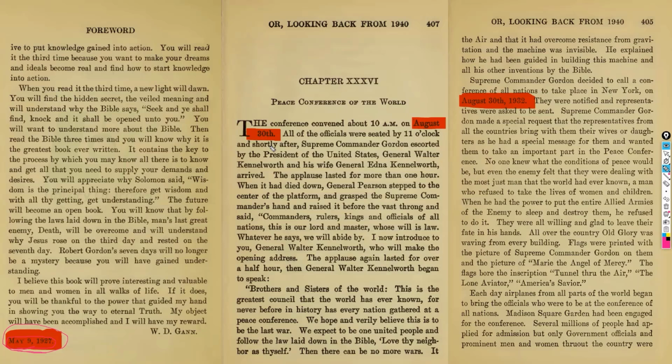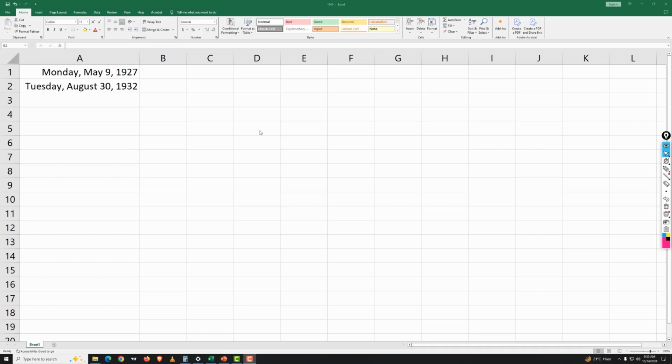Okay, and what is the last date of the book? The actual last date. On page number 407, we can see a date which is 30th August, but we don't see a year mentioned here. So we have to look for the year also, and we can see the year mentioned on page number 405. You see, it's 30th August 1932. Okay, so what's the point here? Well, I have those two dates here.